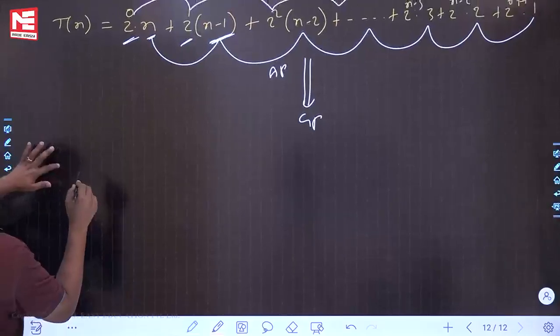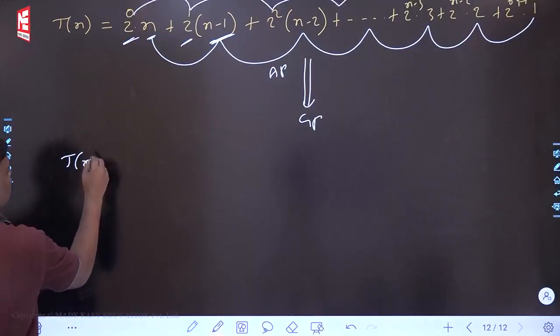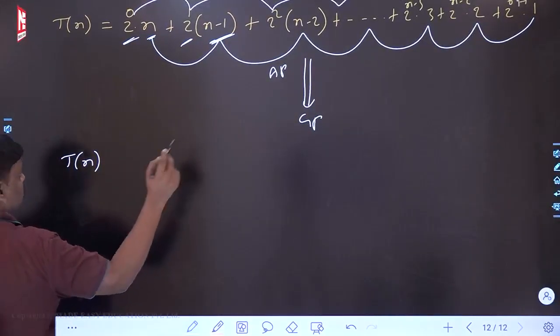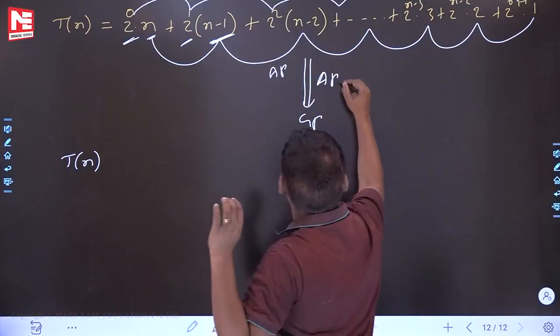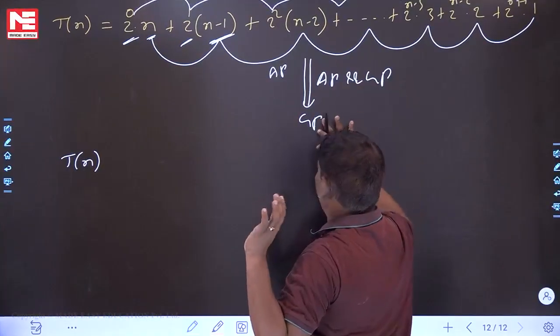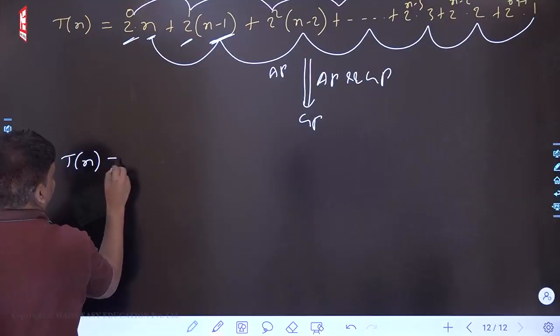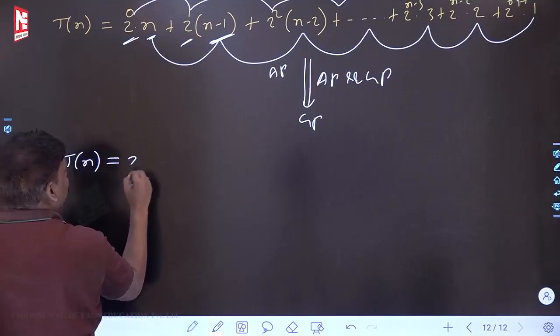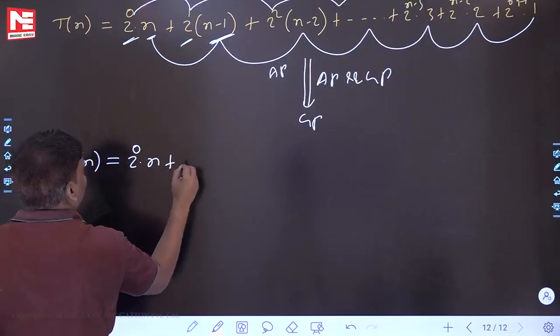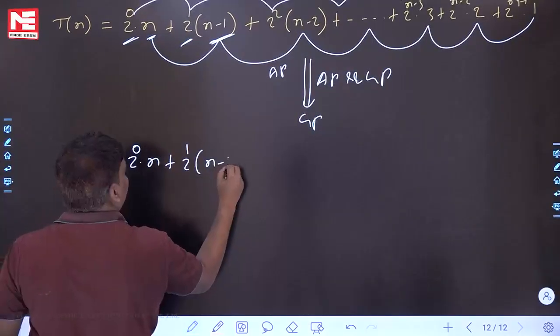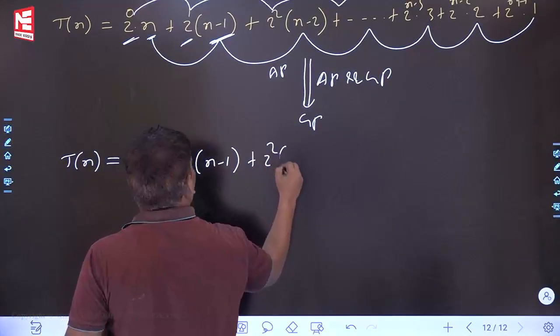See this one. Tn is equal to... Let me write once again. How to convert APGP into GP? Standard procedure is there, just follow it. Tn is equal to, let me write as it is: 2 power 0 into n, 2 power 1 into n minus 1, 2 square into n minus 2.